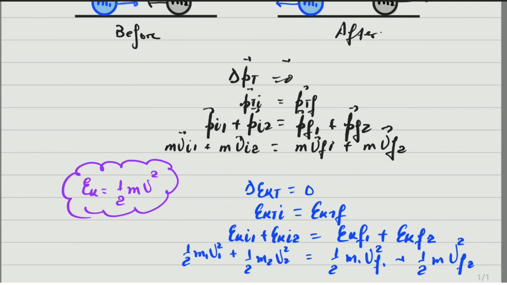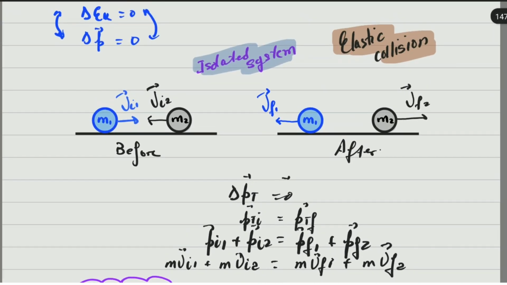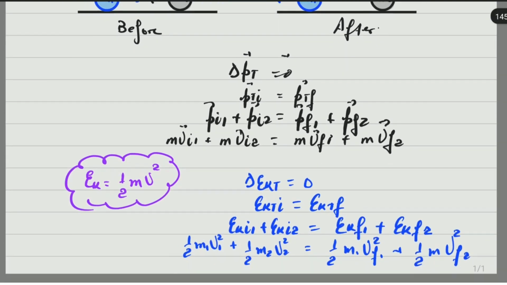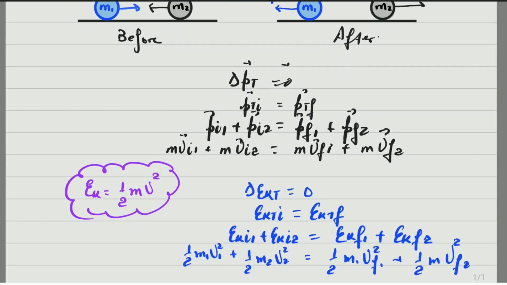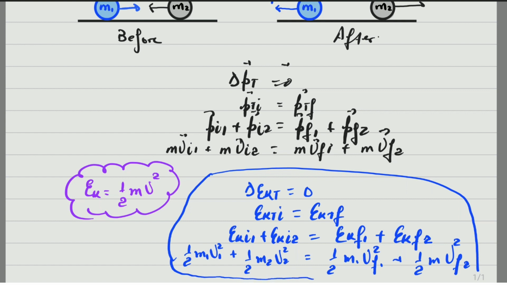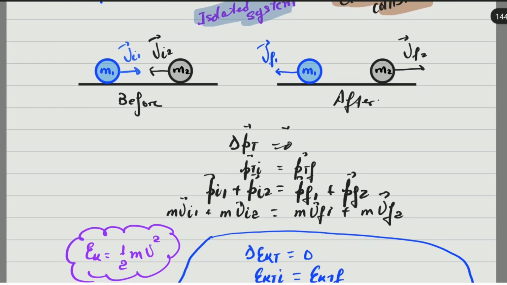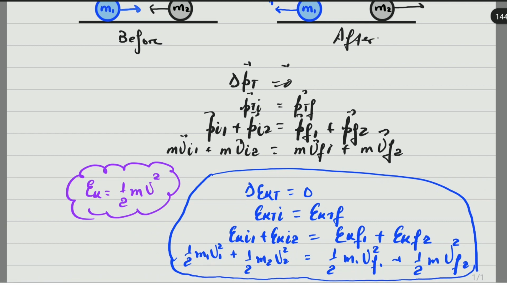So in other words, if you want to identify a collision as elastic or inelastic, all you have to do is to use the conservation of kinetic energy. If the total initial kinetic energy is equal to the total final kinetic energy, that means that kinetic energy is being conserved, and therefore the collision is going to be elastic. This only happens in an elastic collision. If the collision is inelastic, only momentum is conserved but not kinetic energy.